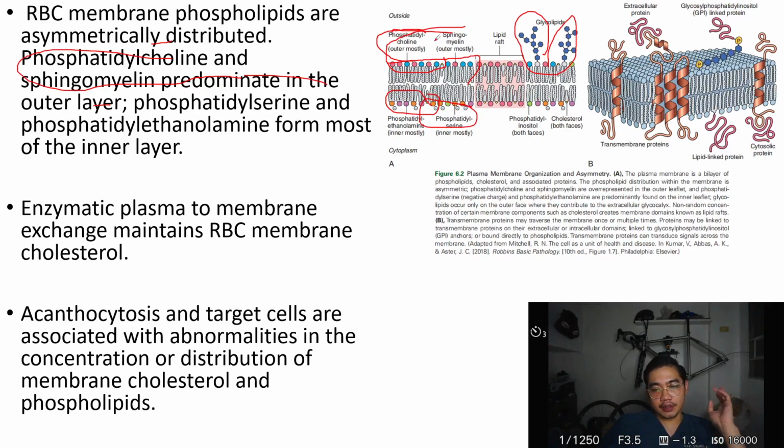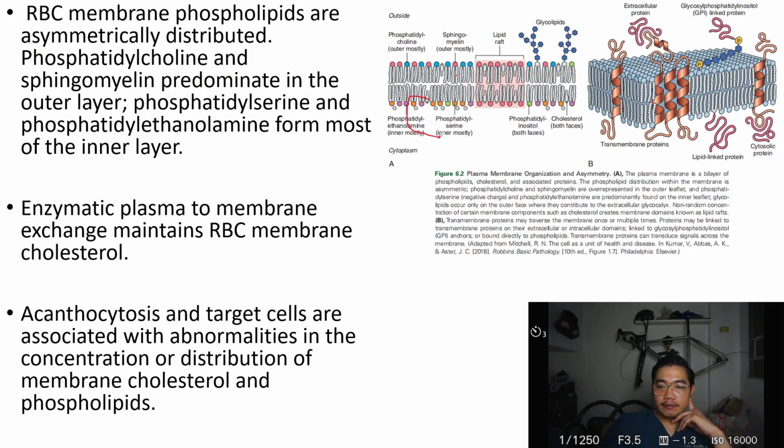So just remember this: phosphatidylcholine and sphingomyelin are on the outside. There is a time when phosphatidylserine will now go outside, no? It goes to the outer layer. And that is what we call senescence.